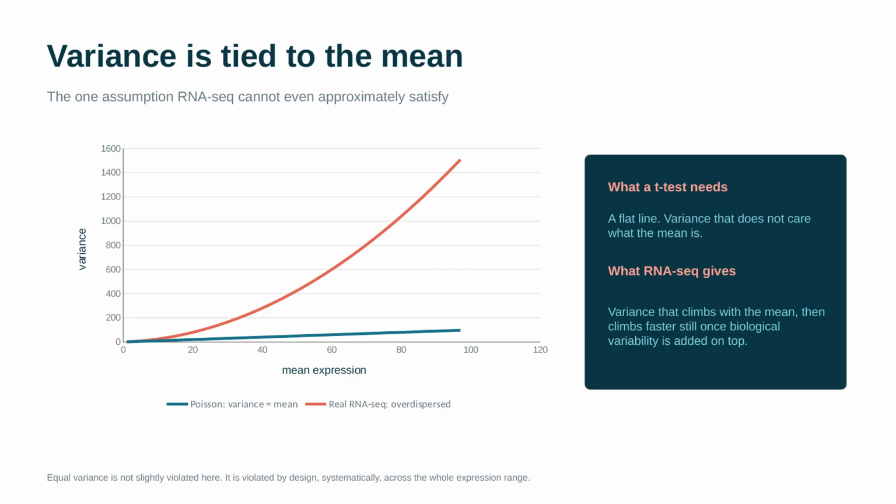Now look at what this does to a t-test. A lowly expressed gene and a highly expressed gene do not have comparable noise. They cannot share a variance assumption. Equal variance is not slightly violated here. It is violated by design, and the violation is systematic across the entire expression range.